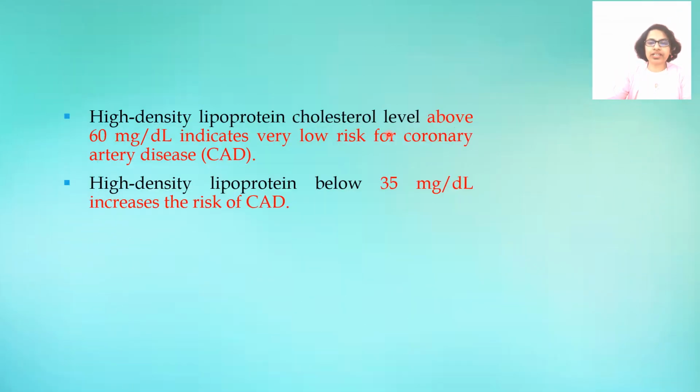Then, a high density lipoprotein cholesterol level above 60 milligram per deciliter indicates very low risk for coronary artery disease, also known as CAD. So what is the meaning here? When we have an HDL cholesterol level above 60 milligram per deciliter, we are at very low risk for coronary artery disease, whereas HDL below 35 milligram per deciliter increases the risk of CAD. So our HDL cholesterol should always be maintained above 60 milligram per deciliter. If it goes below 35 milligram per deciliter, we are at risk for coronary artery diseases.